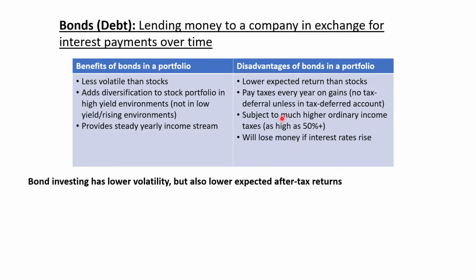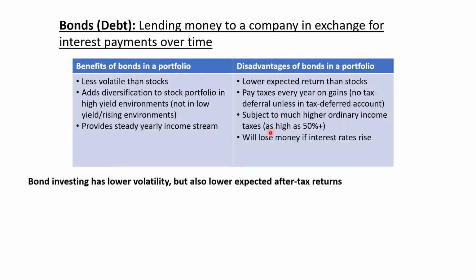Again, these taxes are subject to your ordinary income rate. So if you're a high earner in a high tax state like California, you can be paying 50% or more on these taxes on an already lower yielding asset. So again, you're paying more in taxes on a lower yielding asset. It's not adding as much benefit to your portfolio.